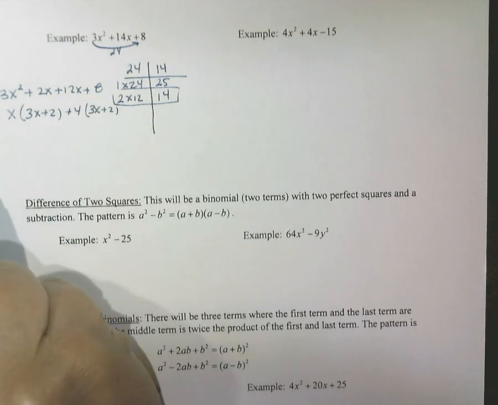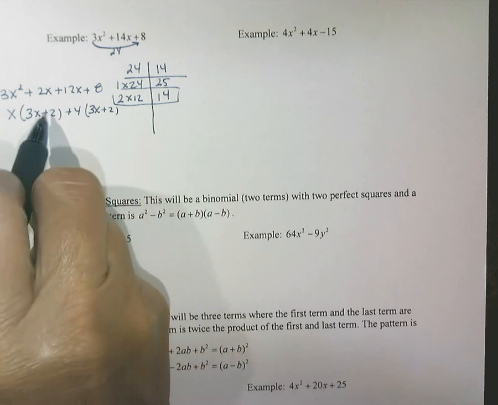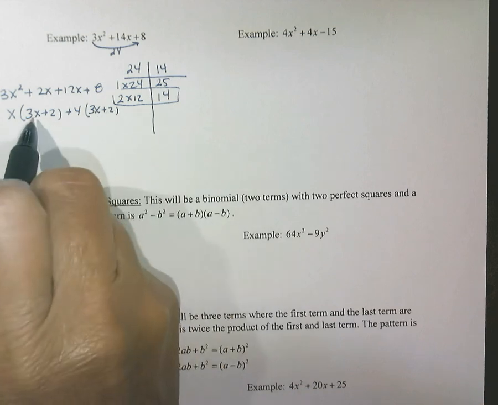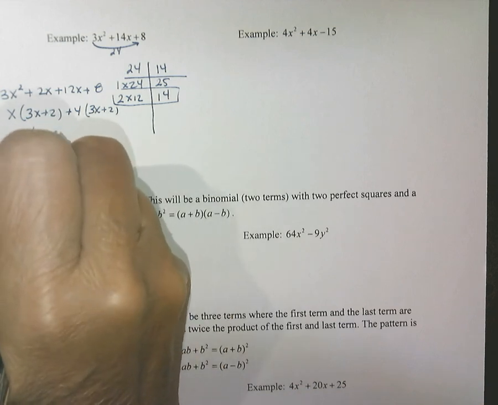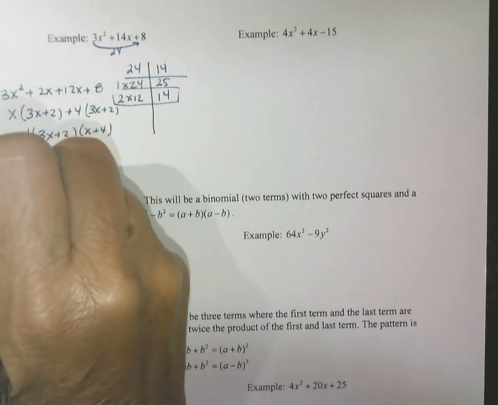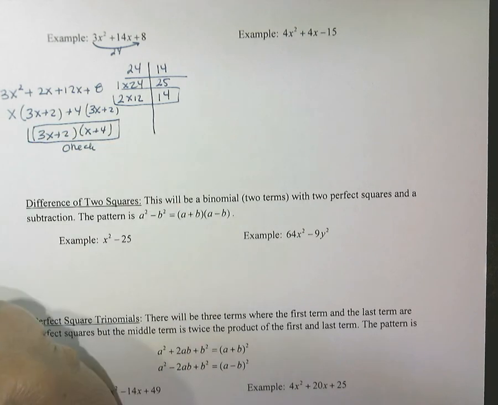And don't believe it just because I said it. Always double check my work as well. 3x squared plus 2x plus 12x plus 8. 3x plus 2 is my common term, and x plus 4 is what I had left. And I would check by multiplying.